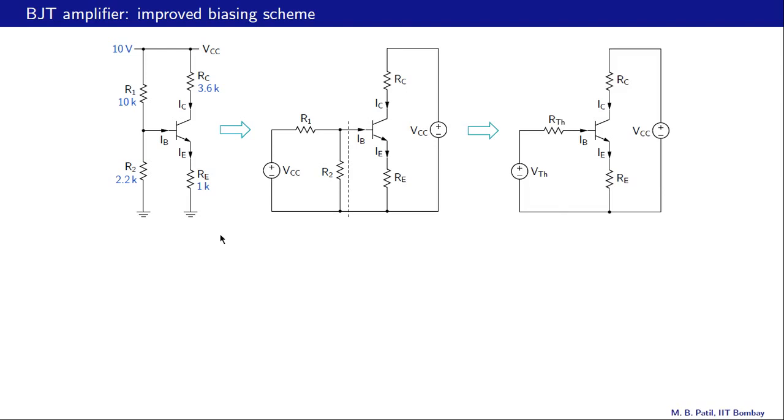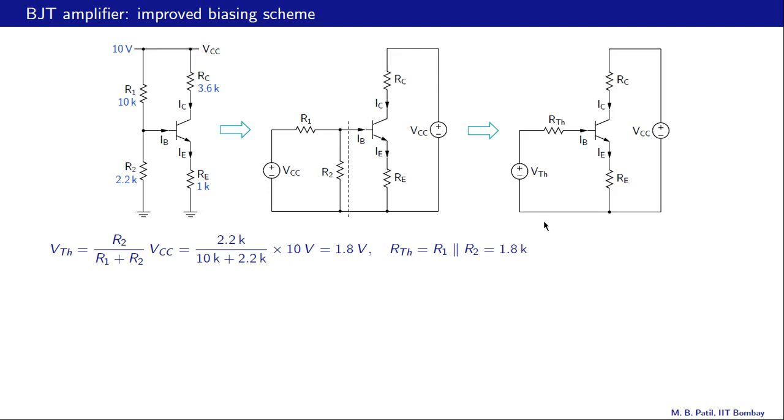Let us calculate VTH and RTH. VTH is R2 by R1 plus R2 times VCC. R2 is 2.2 K, R1 is 10 K. So VTH is 2.2 by 10 plus 2.2 times 10 volts, and that turns out to be 1.8 volts. What about RTH? RTH is R1 parallel R2, so 10 K parallel 2.2 K, and that comes to 1.8 K.